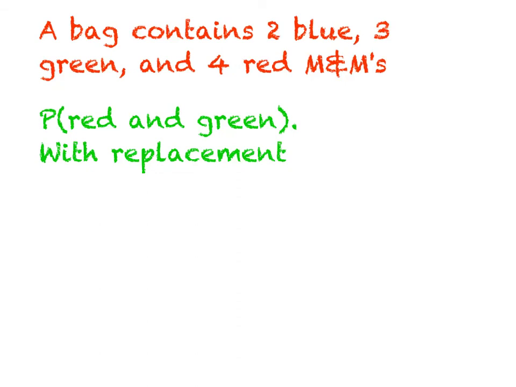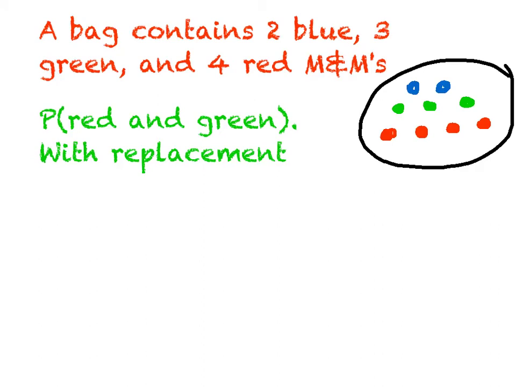All right, a bag contains 2 blue, 3 green, and 4 red M&Ms. So I think this is something you can easily picture. And I'll draw it out real quick. So there's my bag. I've got 2 blue, 3 green, and 4 red M&Ms. So here's our probability question. That's that P again. The probability that you pick a red and a green with replacement. Now, what does with replacement mean? Well, basically, I'm going to pick an M&M, take it out, look at it, and put it back in. I'm going to replace it when I'm done looking at it.